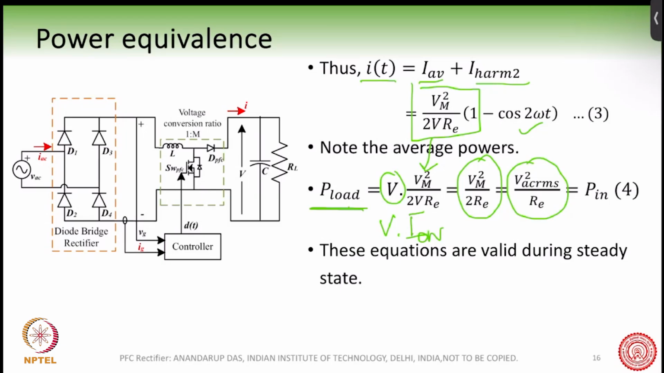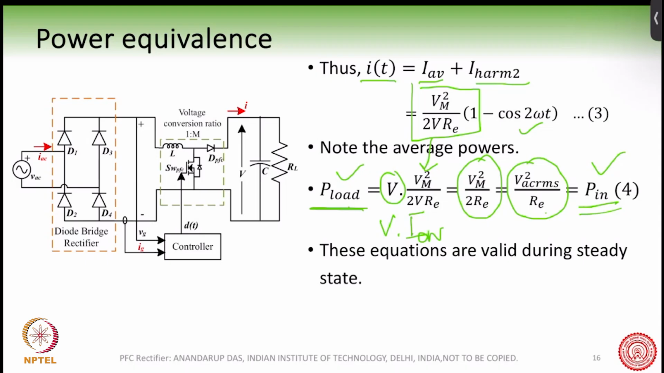And this means that this power is equal to P in, because this is an emulated resistance seen from the grid. So this input power is nothing but V RMS squared, VAC squared divided by RE. At steady state, P load and P in must be equal, and we can see that this is happening in this circuit. The average powers at the input and the output are equal.